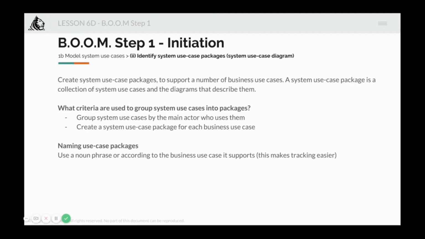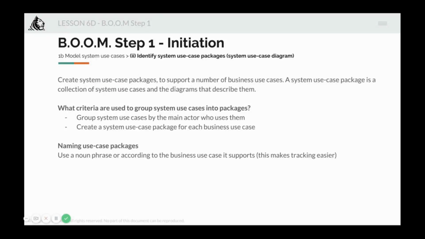Right? Now let's understand the system use case packages. If your project supports only one business use case, you may proceed directly to the following step, which is identifying the system use cases. Okay, you don't have to create packages. But if it supports a number of business use cases, which is usually the case, consider creating system use case packages. A system use case package is a collection of system use cases and the diagrams that describe it.